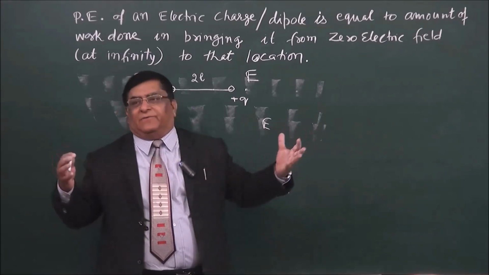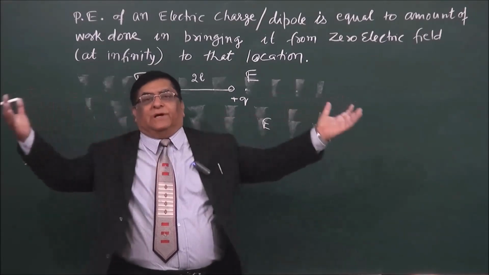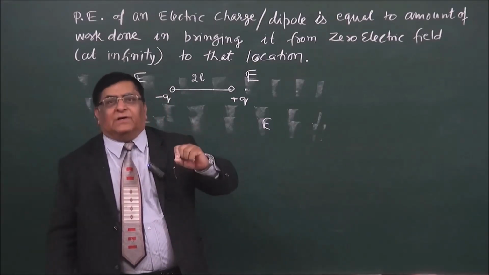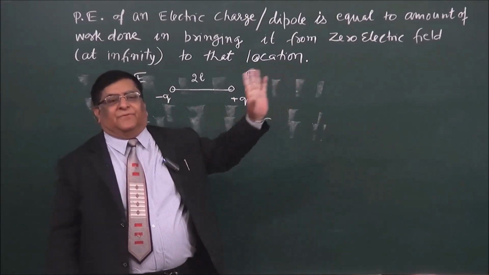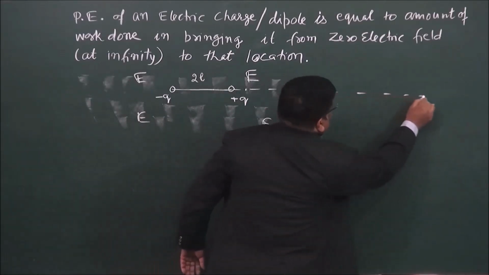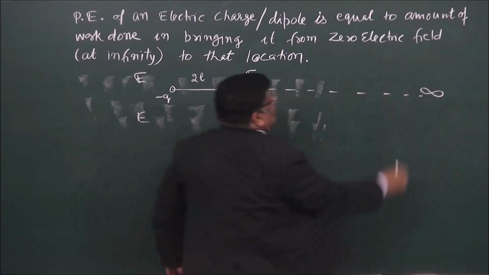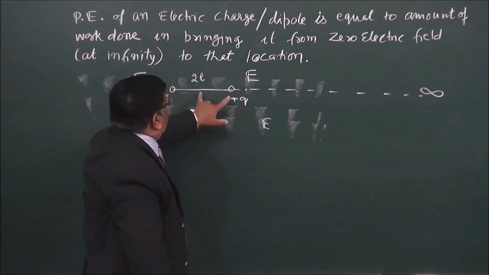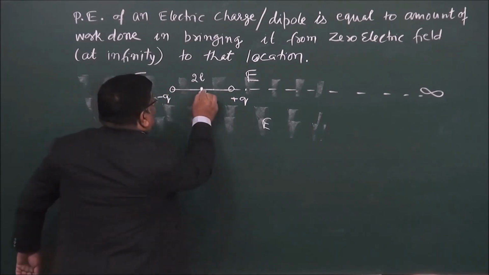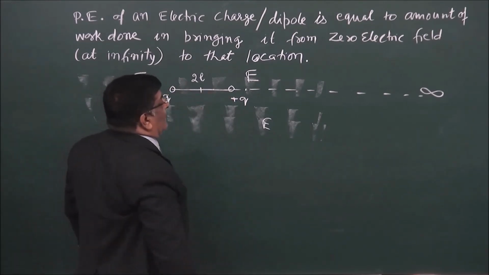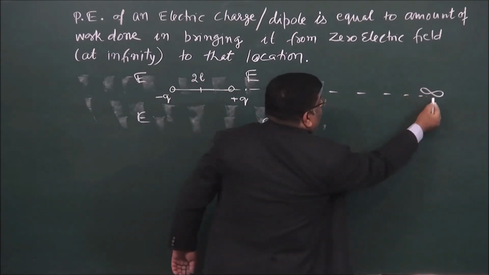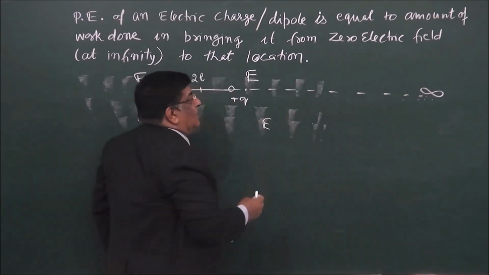The range of the electric field is spread up to infinity. So the electric field is 0 at a location which is at a distance of infinity. Let us say it is here, infinity. So we have to bring it from infinity to this point. Then, from infinity we bring the two charges.